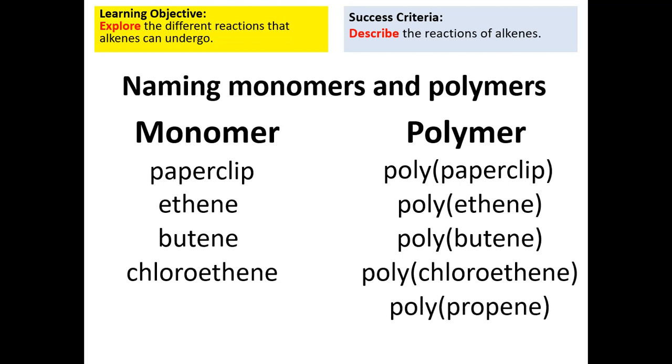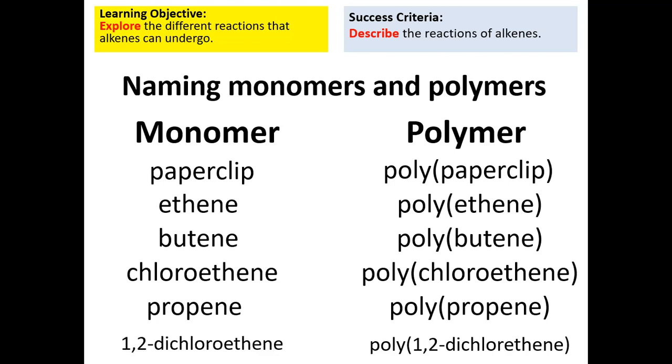Sometimes you have to work backwards, and again, this sometimes catches people out. So the question might be talking about a polymer, and you have to name the monomer. So all you do is take the word poly away, take the brackets away, and you end up with propene. So the last one here is a big long name, poly(1,2-dichloroethene). Very simply, the monomer is 1,2-dichloroethene. So you don't need to know anything about that polymer or anything about that monomer to name the other one. You're either adding poly in some brackets or you're taking them away. It's as simple as that.